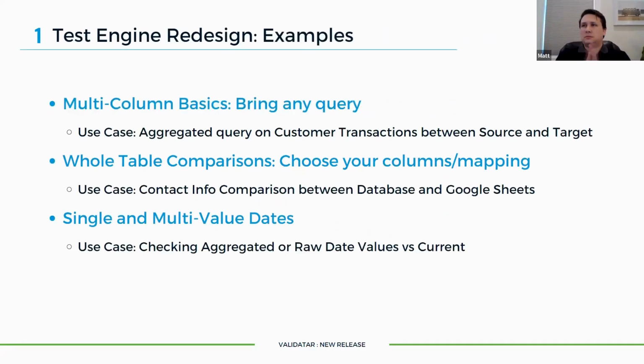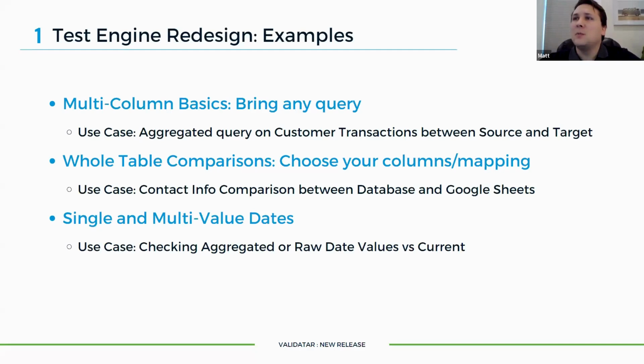Okay, so that was a lot of talking about goals, the actual changes, but now let's actually show some examples. So we have three examples, or actually four examples, I'm going to show here, but they're all around the test engine redesign. The first use case is just looking at, hey, I want to bring in a query that has a bunch of columns. It's maybe an aggregated query, and I want to do a source to target comparison.